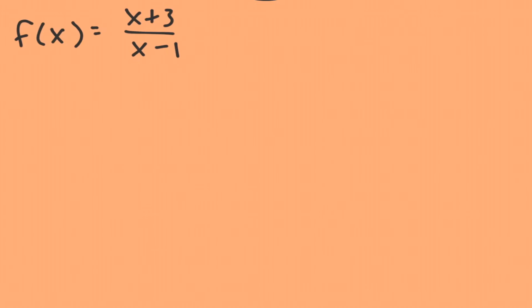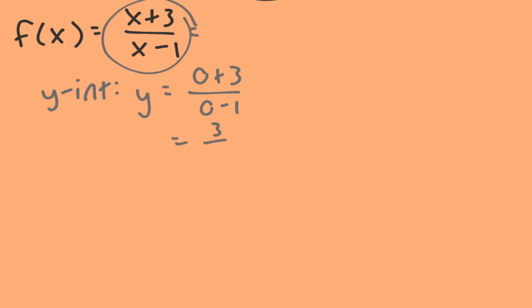Let's look at one more example. If we're finding the y-intercept, remember we're plugging in 0 for x, and we couldn't simplify this any further. It didn't factor or nothing canceled. So this is what we're going to keep coming back to. So that's 3 over -1, which is -3.